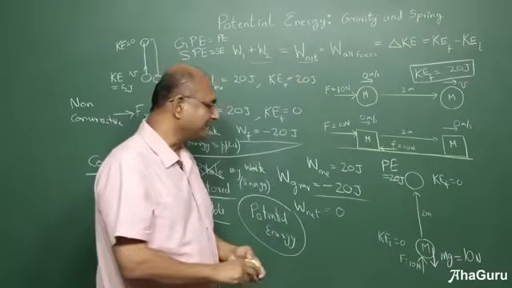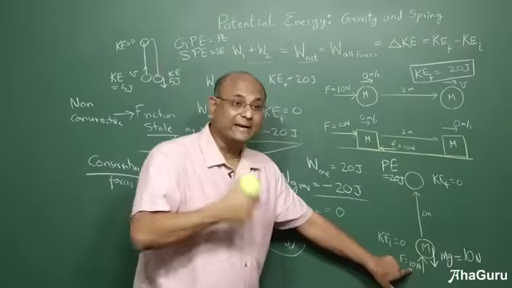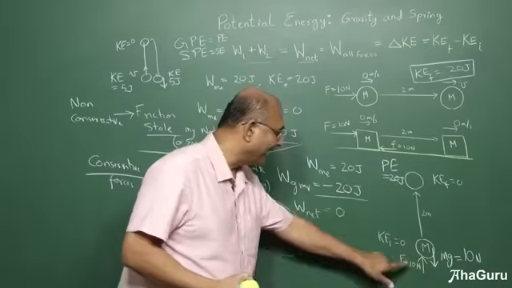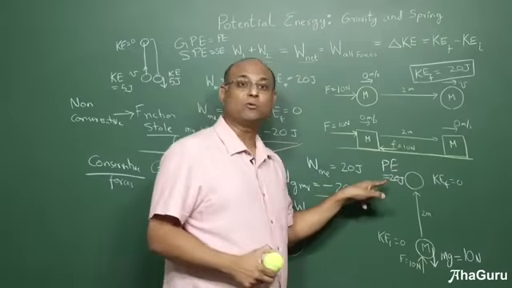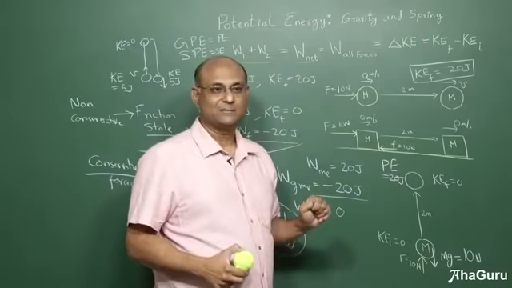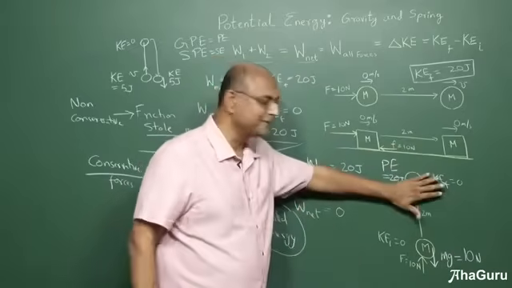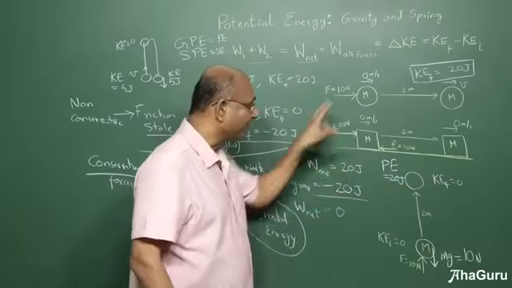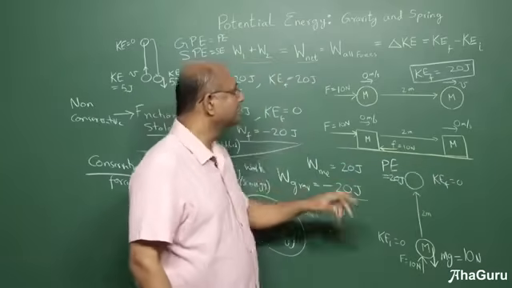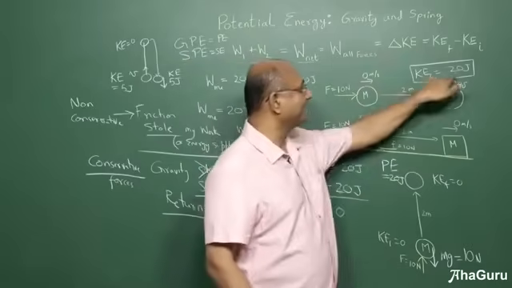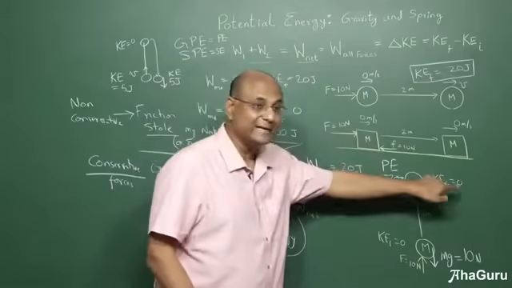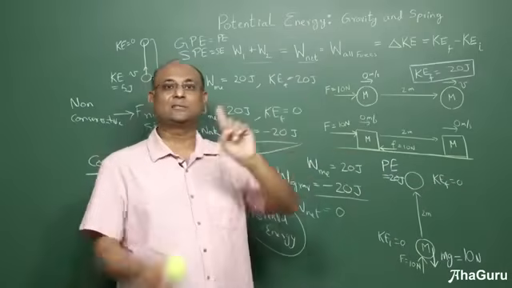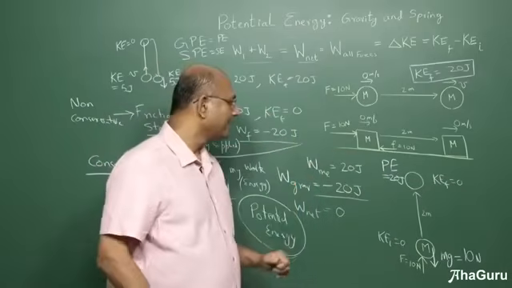You can do this in two ways. You can say the work I did, which is 20 joules, instead of going into kinetic energy, has gone into potential energy. Gravity has not even come into the picture. Here, whatever work I did went into kinetic energy. Here, whatever work I did has not gone into kinetic energy, it has gone into potential energy. This is one way of doing the problem.